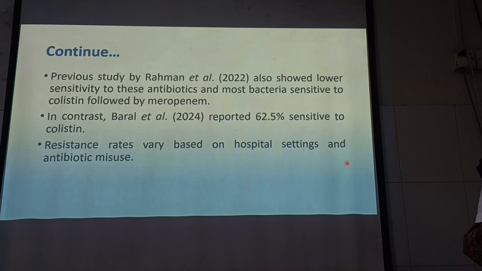A previous study by Rahman et al. also showed lower sensitivity to these antibiotics, and most bacteria were sensitive to colistin, followed by meropenem. In contrast, Barrel et al. reported 62.5% sensitive to colistin. Resistance rates vary based on hospital settings and antibiotic misuse.